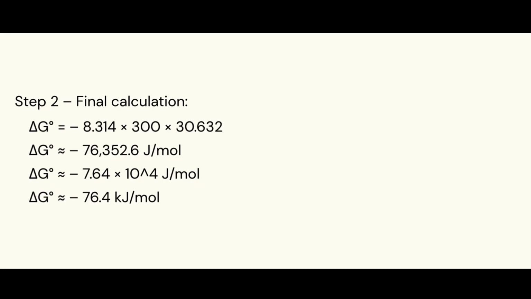Now we compute. Delta G naught equals negative 8.314 multiplied by 300 multiplied by 30.632. This gives delta G naught is approximately negative 76,352.6 joules per mole. We can round this to approximately negative 7.64 times 10 to the power 4 joules per mole or negative 76.4 kilojoules per mole.